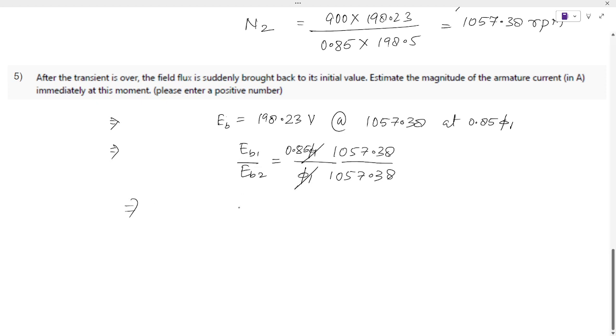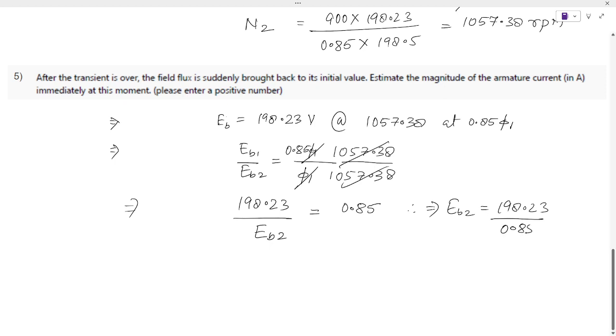Cutting N, EB you are knowing, 198.23 upon EB2 is 0.85. That means EB2 is 198.23 divided by 0.85. What is the value? 233.21.